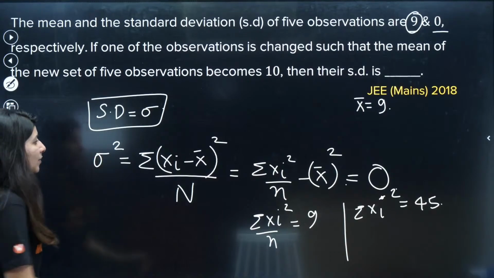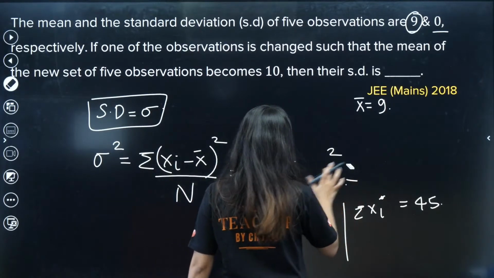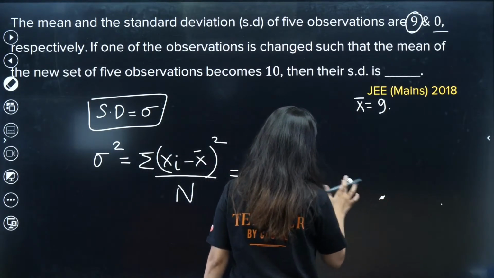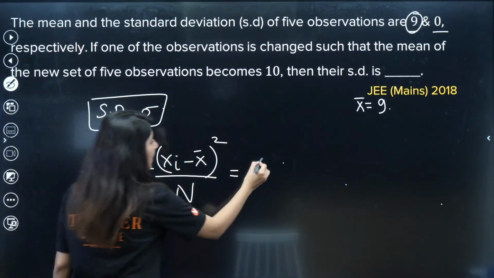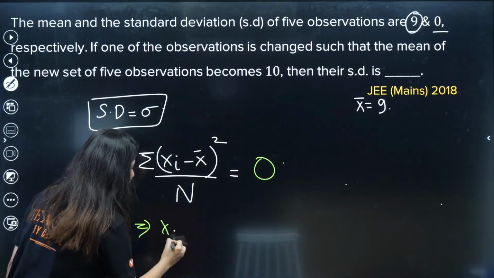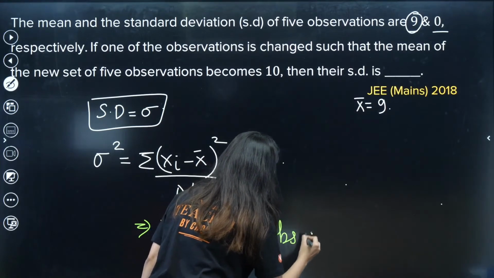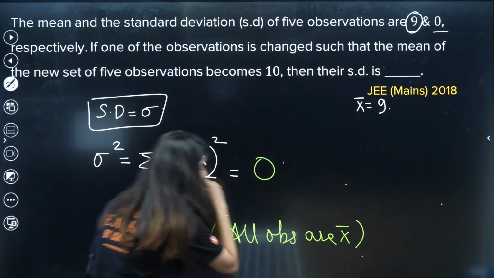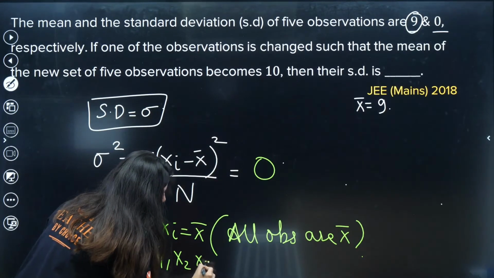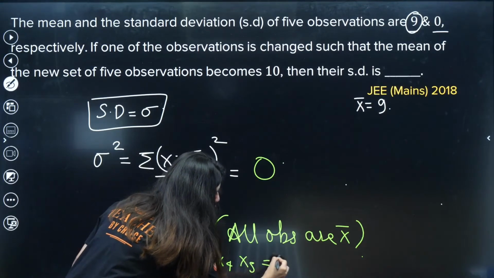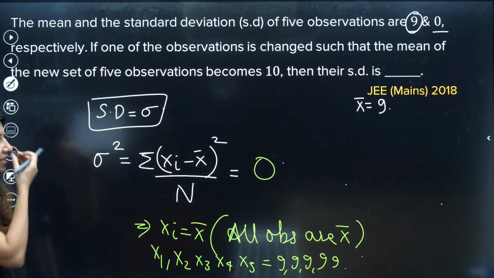Right? And also one more factor. Okay, let's just focus on this first. This formula. Let's forget this. Let's talk about this. This is the formula and this formula is given as 0. What does that mean? That xi is equal to x bar. That means all observations are x bar. That means all 5 observations x1, x2, x3, x4, x5 are 9, 9, 9, 9, 9. Can you see this? All observations are 9.